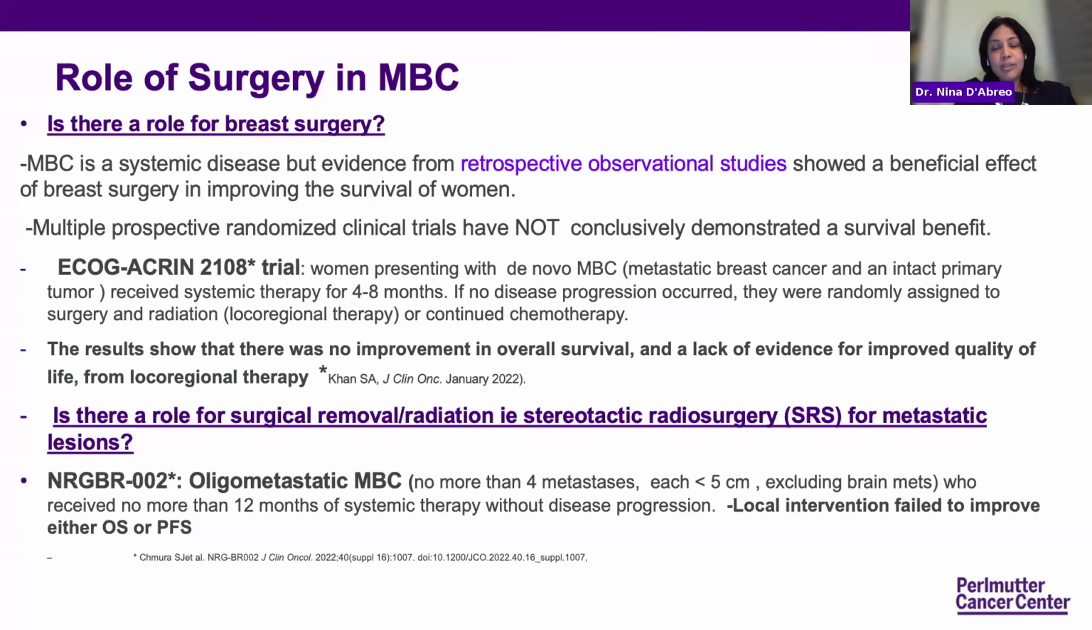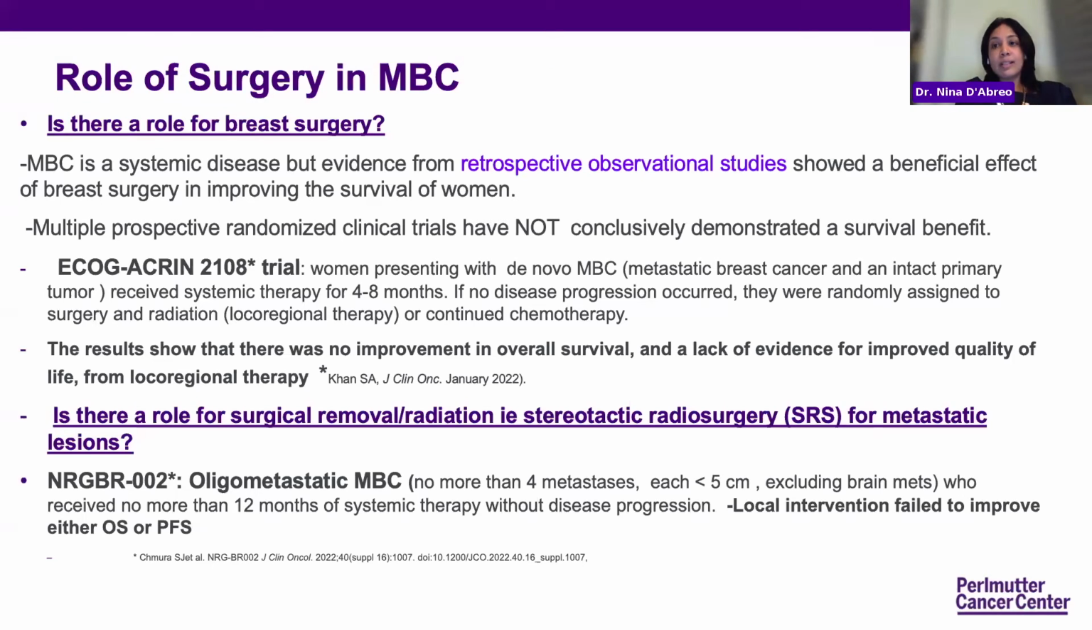The best way to do studies in oncology is what we call randomized trials, where there's no bias. 50% get an intervention and 50% don't. Unfortunately, the largest one in the United States, the ECOG 2108 study, showed that for patients who came in with metastatic breast cancer and had a good response, if 50% had surgery to take care of the breast primary, there was no improvement in overall survival compared to those patients who just continued on their systemic therapy.